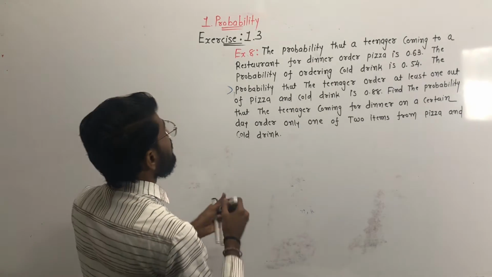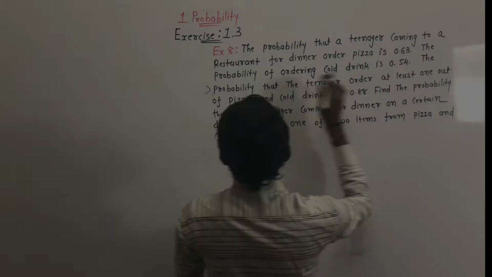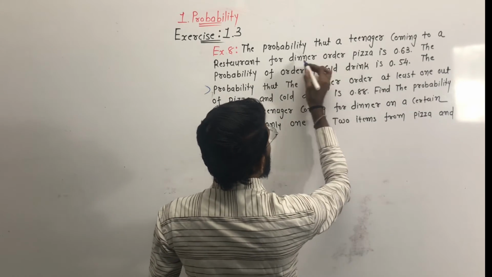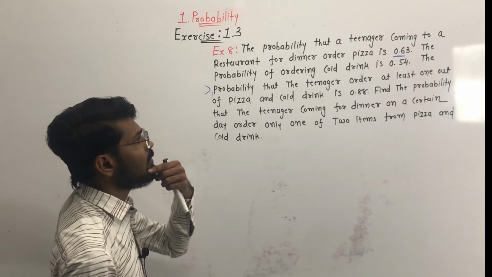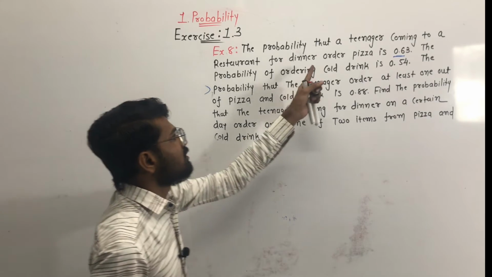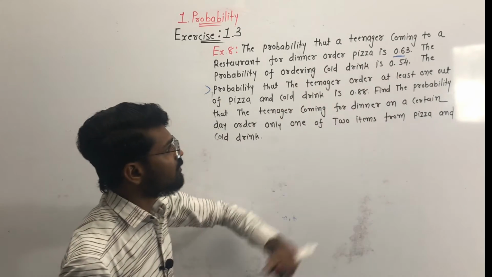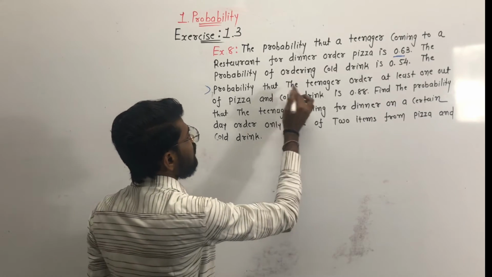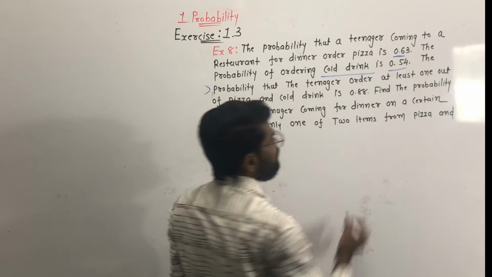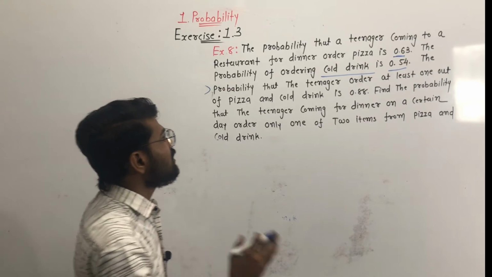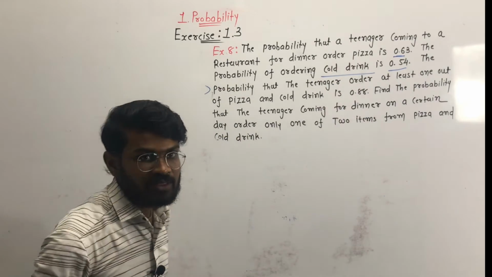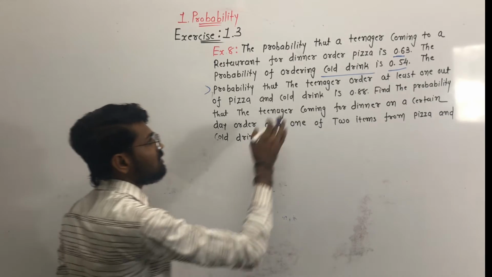So the probability that a teenager coming to the restaurant for dinner orders pizza is 0.30. Okay, probability of the order of pizza is 0.30. Yes, and the probability of ordering cold drinks is 0.54. Yes, so event A is the order of pizza. Yes, and event B is ordering a cold drink.